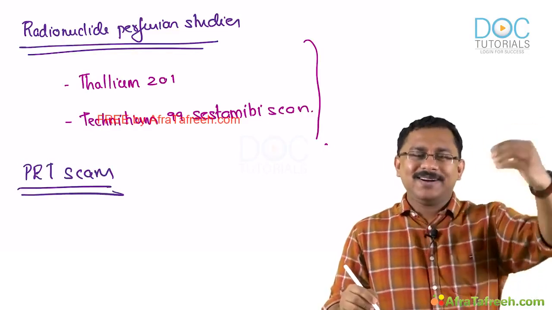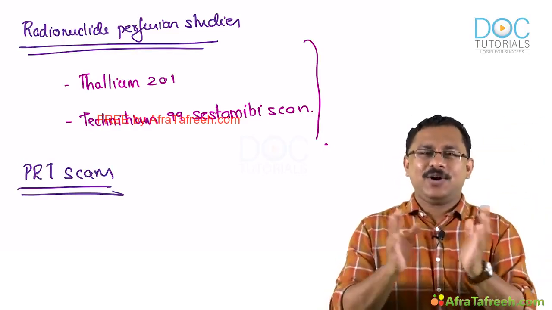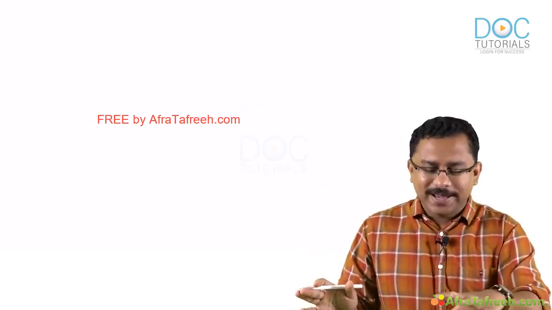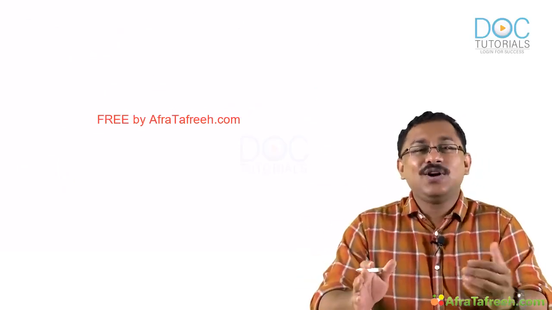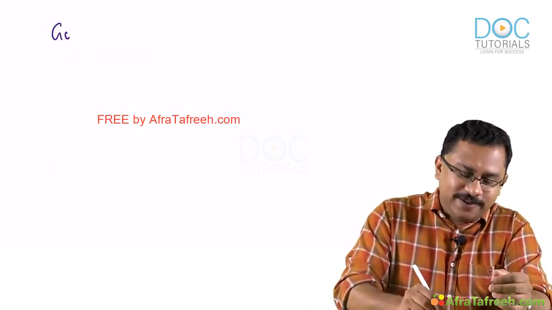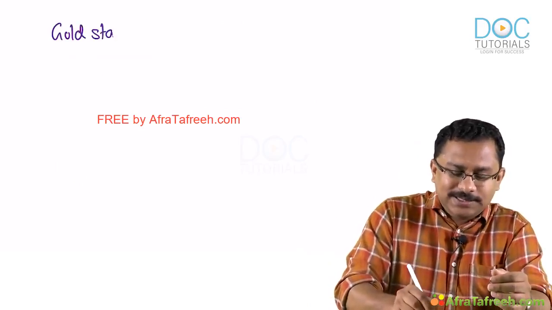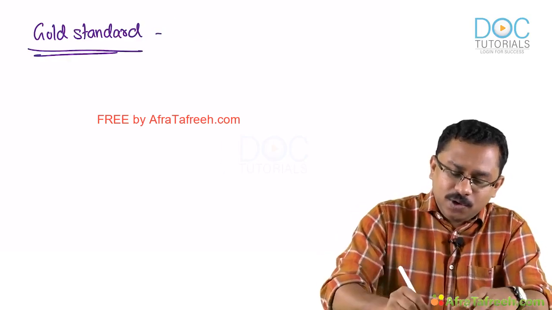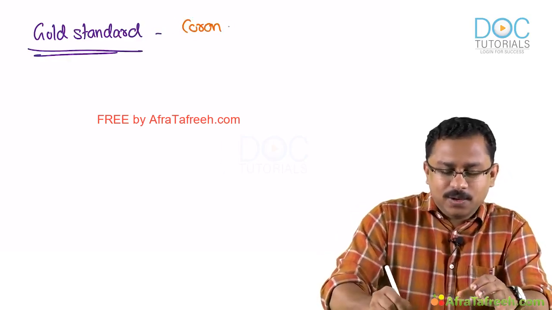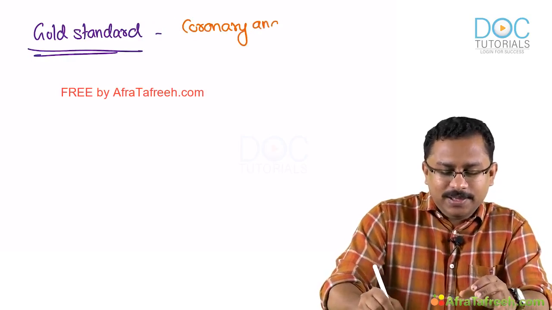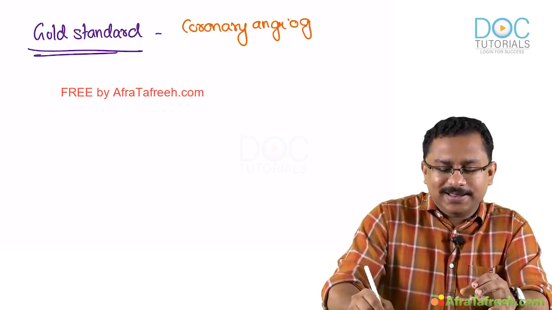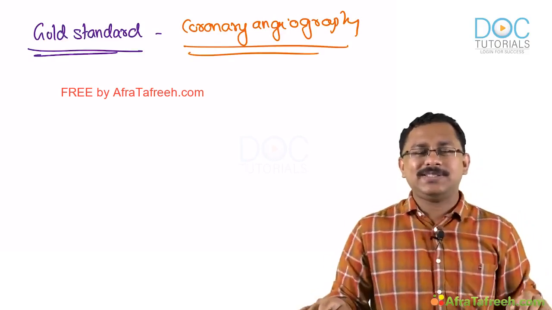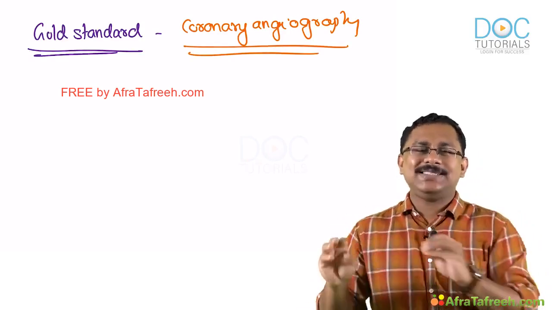So we have learned a lot of tests for chronic stable angina, but it is quite obvious that any day, the gold standard for evaluation will be coronary angiography. Then why do you do the other tests? Why can't you just do the coronary angiography that is said to be the gold standard? Why not stick to that single test?